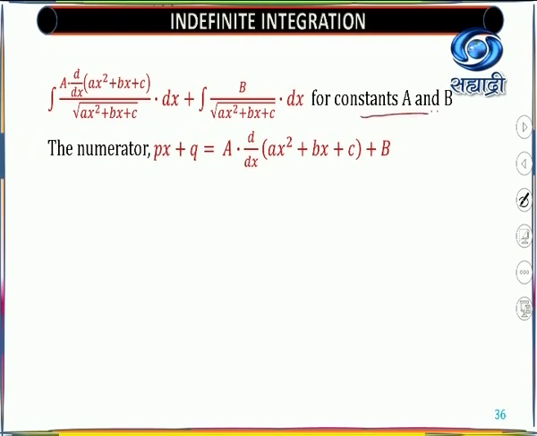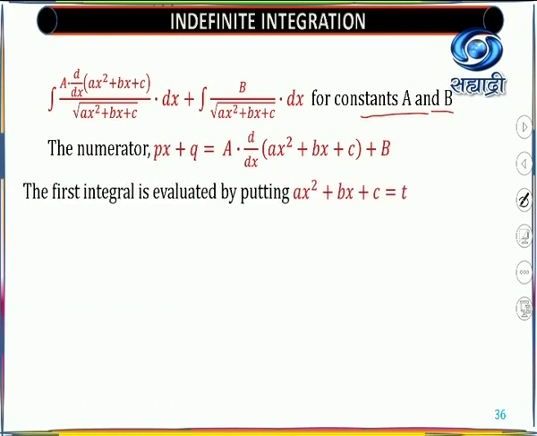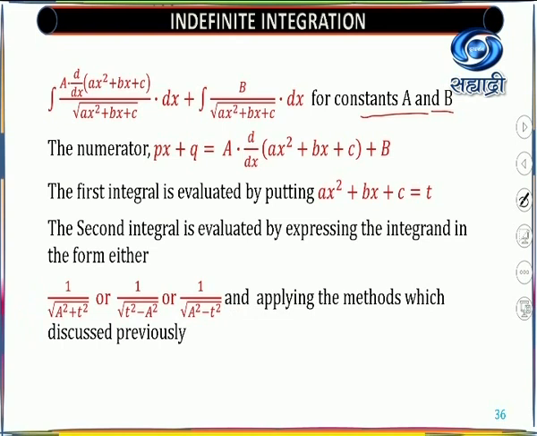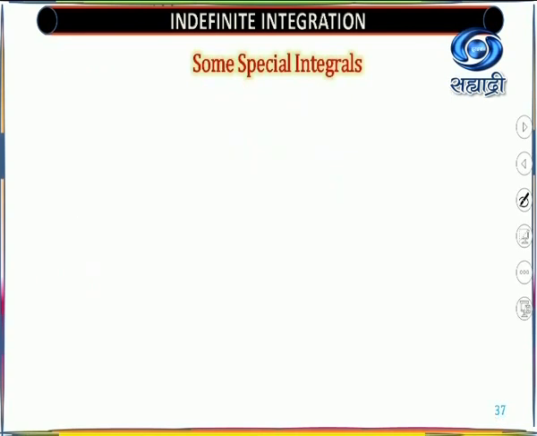Already we have discussed that by comparison you will get this constant, and by this method you are going to solve the remaining examples, because you are using the formulas 1 upon root of a square plus t square, 1 upon root of t square minus a square, or 1 upon root of a square minus t square for the second type of example. So these methods we are using for our next exercise. These are some special types of integrals.